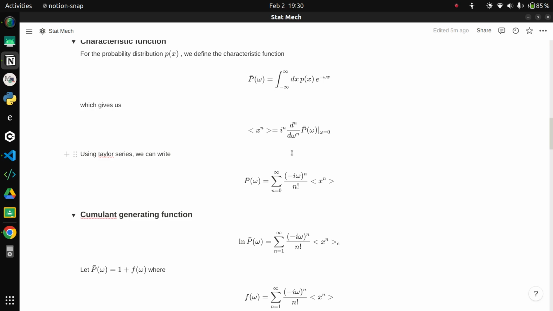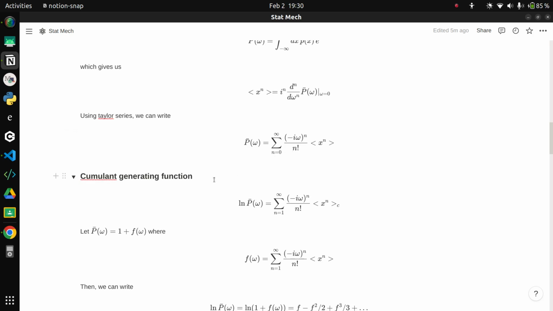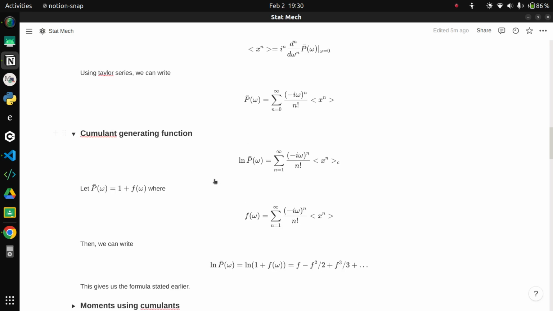Cool. Now there's another important thing which is called the cumulant. Forget about what a cumulant is for now, but basically this function is just the natural log of the characteristic function. Now you might say, how do we calculate the natural log of this stuff? Well, I really don't know. It kind of depends, right?